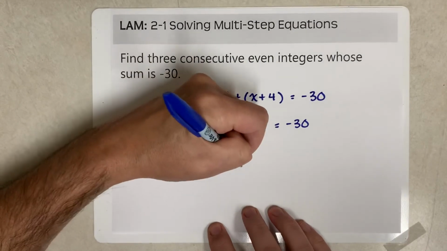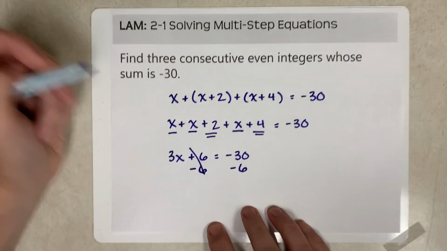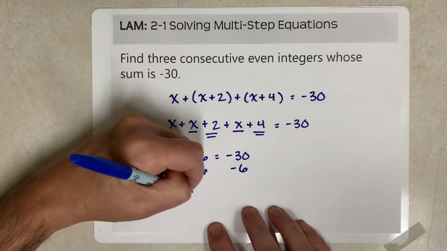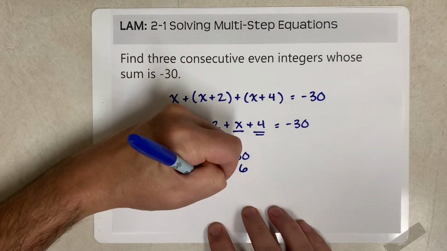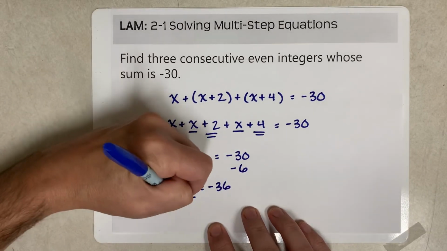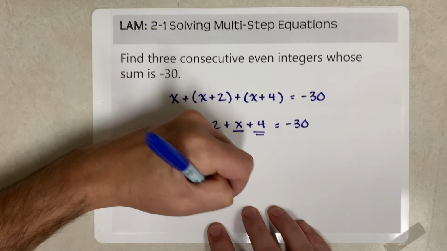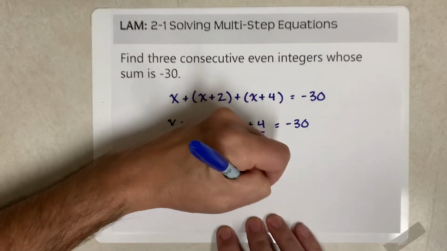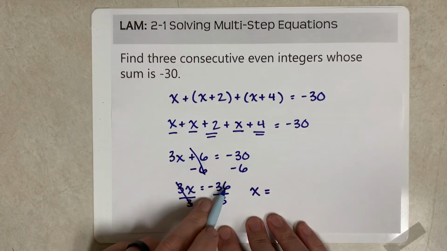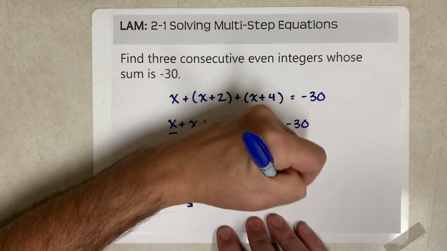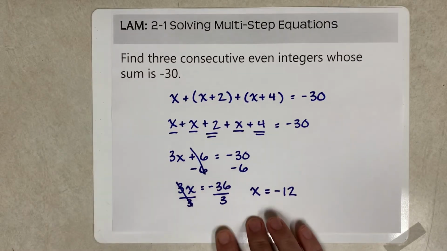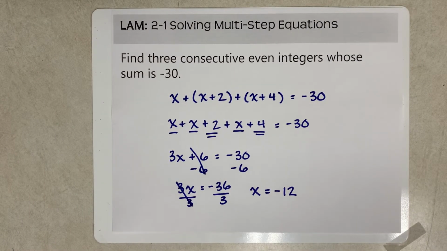I'm going to go ahead and just do it like I always do. Minus 6, cancel, bring down my 3x is equal to negative 36, divide by 3, and x is equal to negative 36 divided by 3 is negative 12. So negative 12 is the first one. So what's the second and third one?